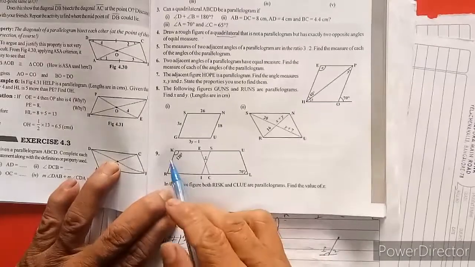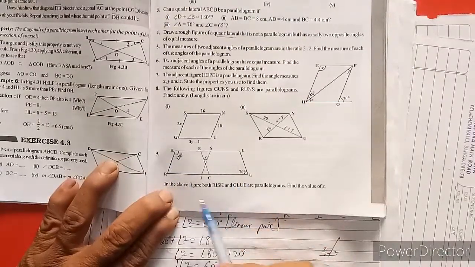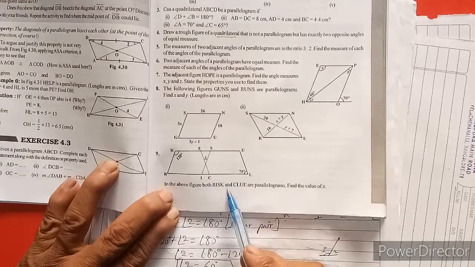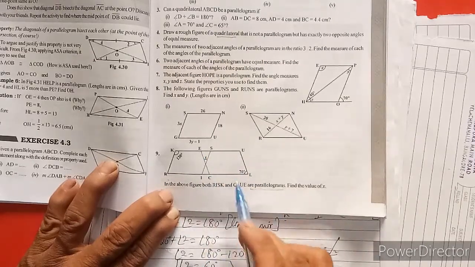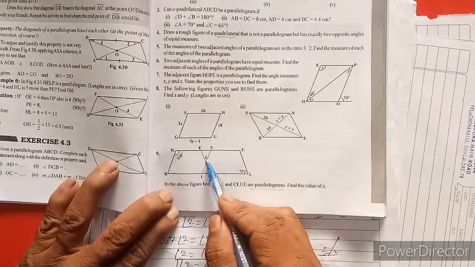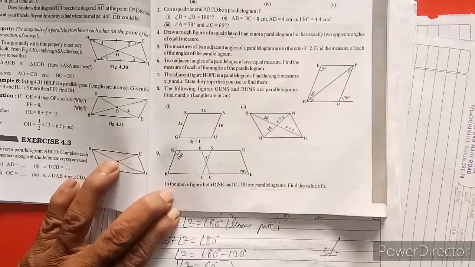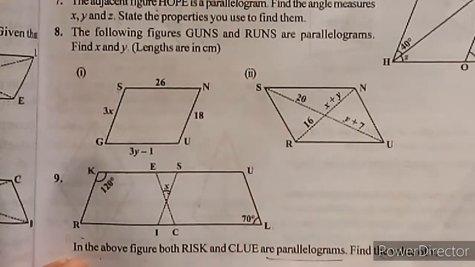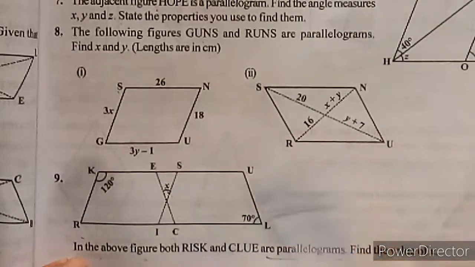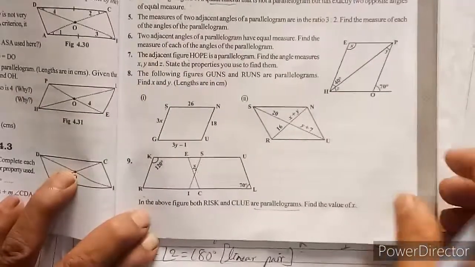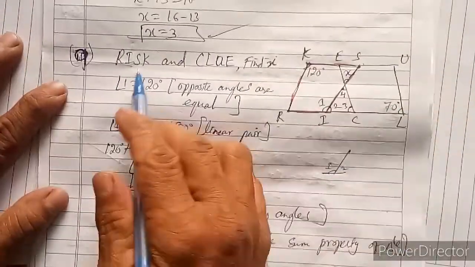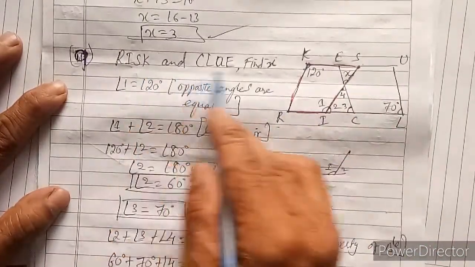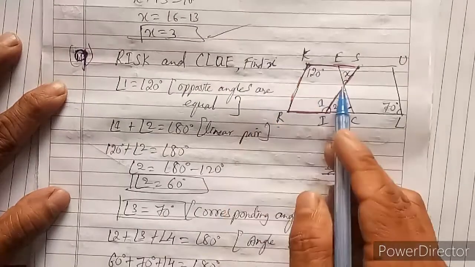Now I am going to explain question number 9, the given figure. In the above figure, RISK and CLUE are two parallelograms, right? Find the value of x. This angle x should be found, see here. Understood? We have to find the value of x. Now I have drawn these two parallelograms, RISK and CLUE, and we have to find the value of the angle x.